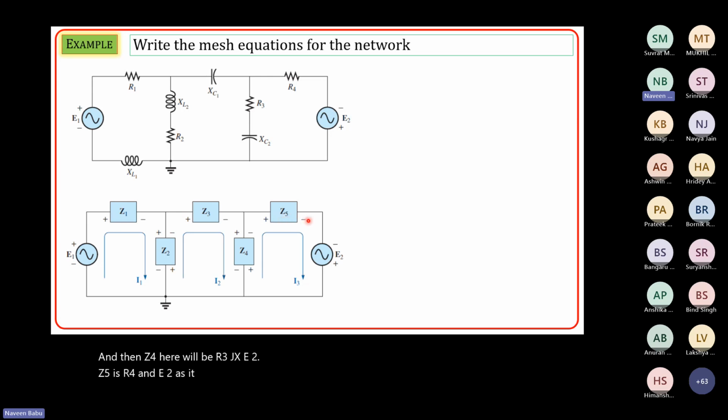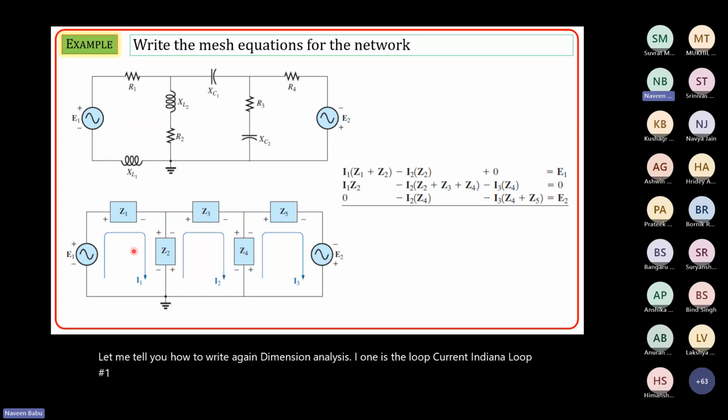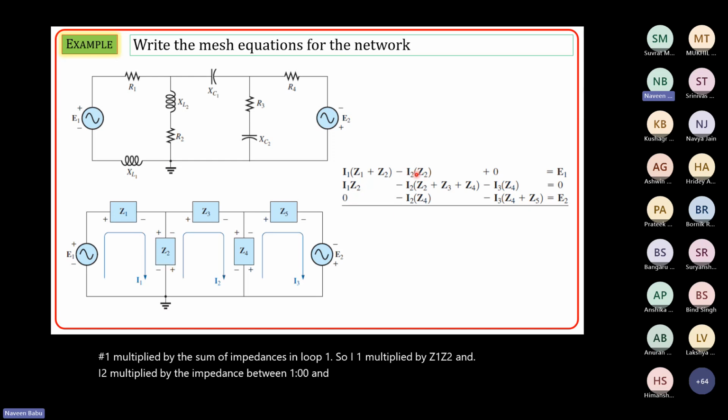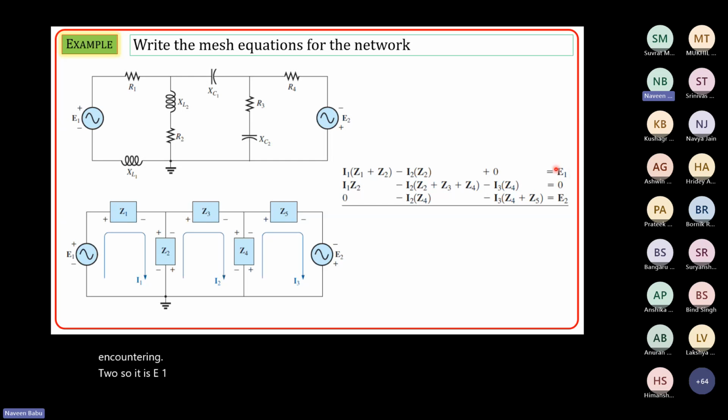So your mesh equations now will be as follows. Let me tell you how to write the mesh analysis again. I1 is the loop current in loop number 1, multiplied by the sum of impedances in loop 1. So I1 multiplied by Z1 plus Z2, and minus I2 multiplied by the impedance common between 1 and 2, which is minus I2 Z2. And then common between 1 and 3, there is nothing common between 1 and 3, so it is plus 0, will be equal to, as you travel along this particular route, you are encountering minus to plus, so it is plus E1 here.